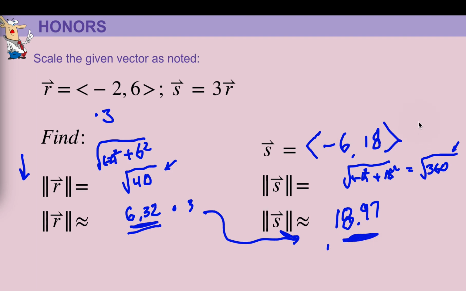All right, so there you go. That should get you through the homework on 12.1.